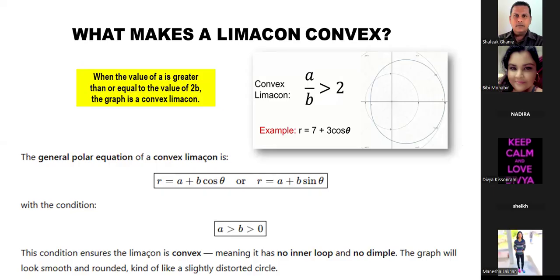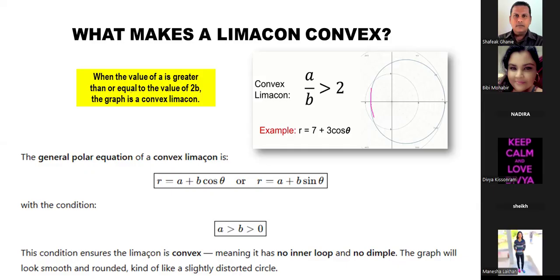It's a circle with one side flattened, as you can see over here. This side is flattened. And it says here that when we divide a by b, we must have a value more than 2. So as you can see here, a is more than b. So when a is more than b, it's a convex limaçon.